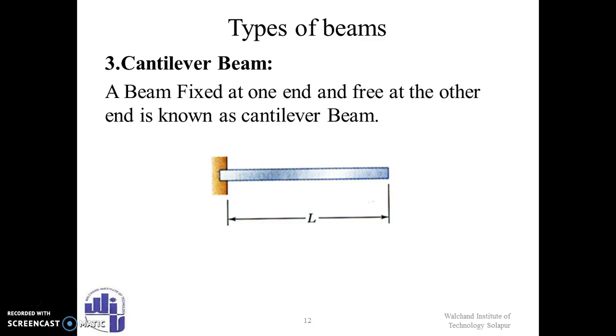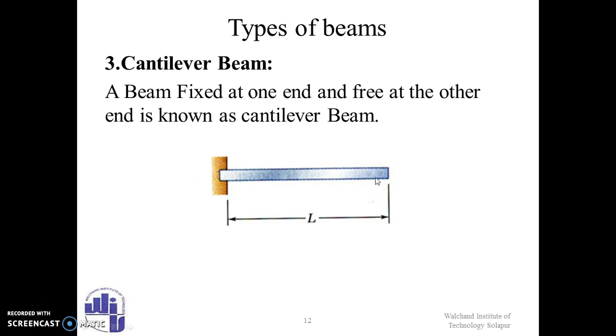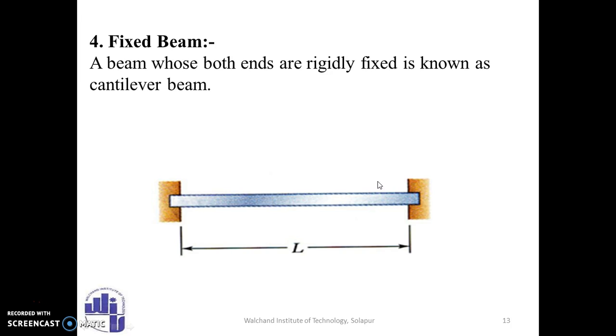Third type, cantilever beam. So the beam is fixed at one end. Now see here, the beam is fixed at one end and it's free at the other end. Then we call this your cantilever beam. Now see, sometimes prop cantilever beam is there. So prop cantilever beam, one end is fixed and at the other end one simple support is there. We call that prop cantilever beam.